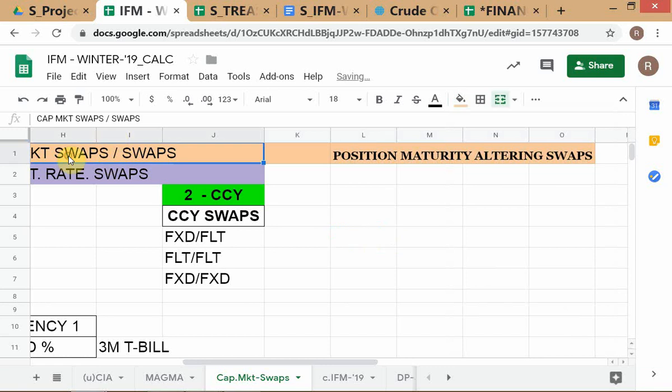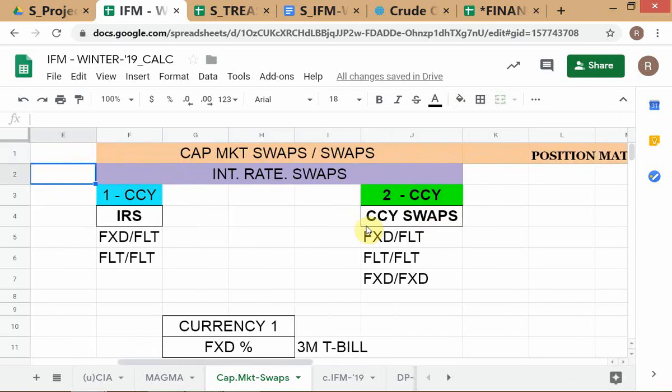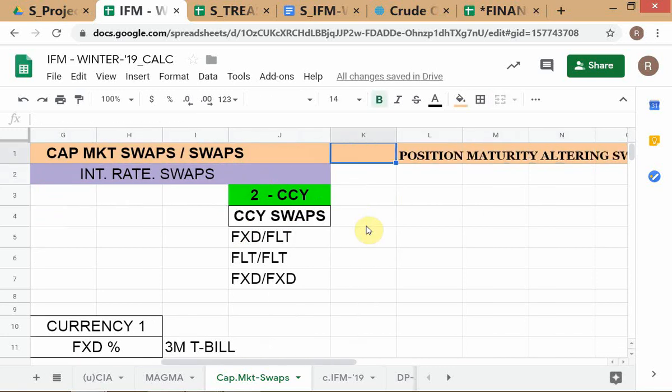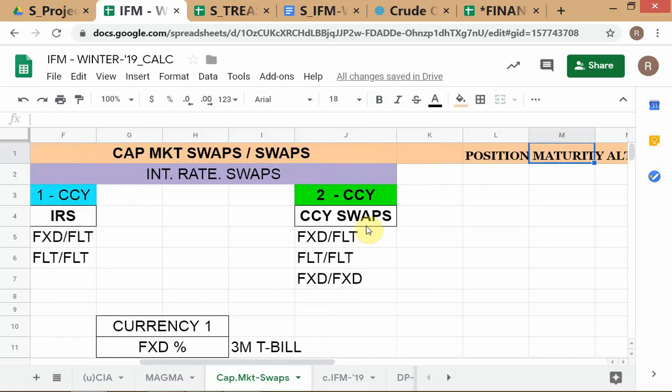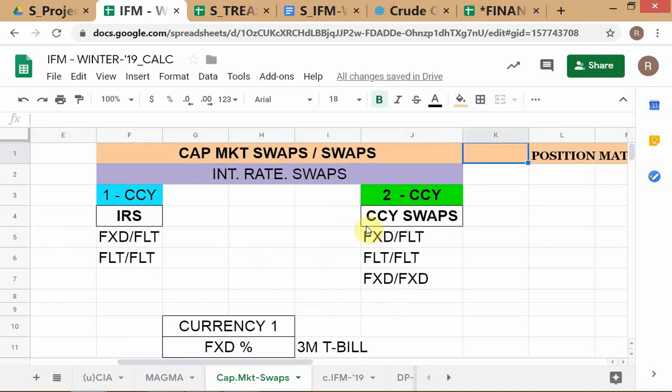All right, so these are the two types of swaps. Is this clear? It will become clear later on in terms of what they actually are, but first understand the taxonomy. This is the right way to classify it.